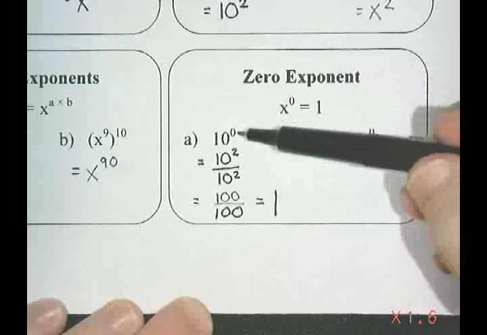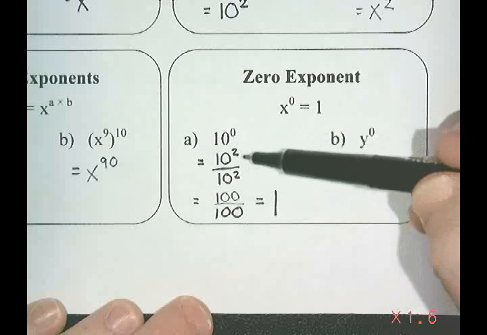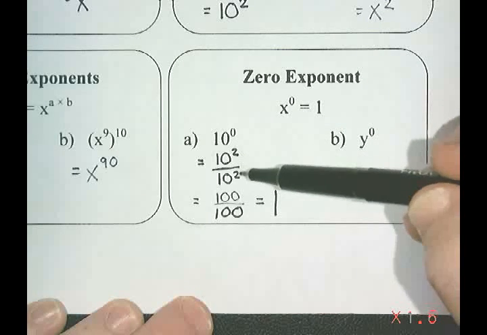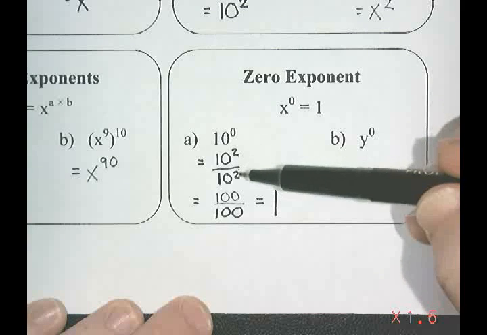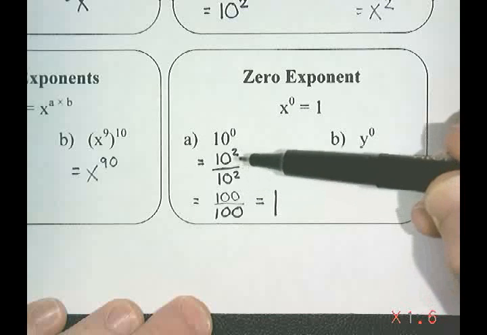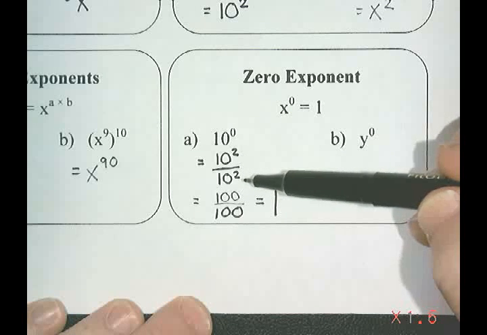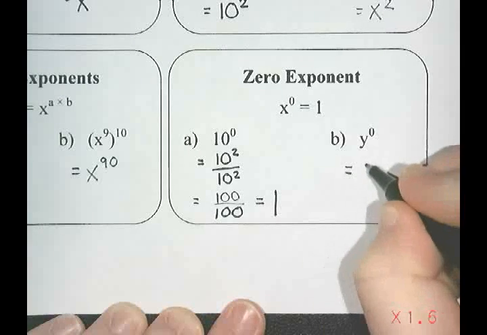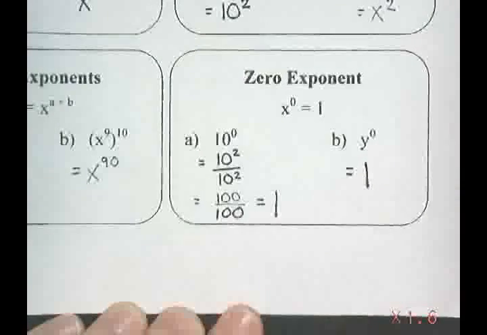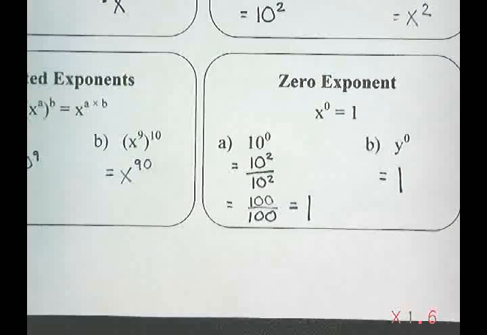So the only way you can end up with an exponent of 0 is if you divide something by the same exponent, right? So if you have 10 to the 2, it has to be divided by 10 to the 2. And when you divide something by itself, it always equals 1. So here, y to the power of 0 is just going to equal 1. So in the next video, we are going to do some examples of how to use these rules together.